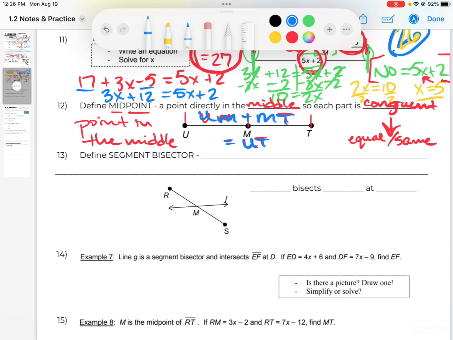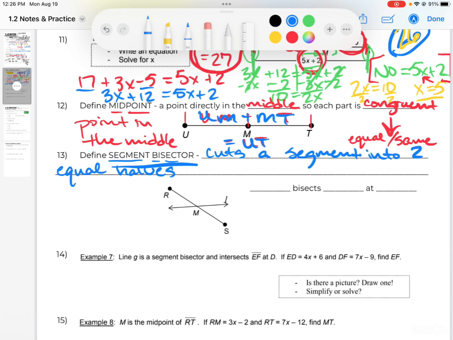Moving on, segment bisector. Again, it's in the name. Segment bisect means cuts a segment into two equal halves. Cuts a segment into two equal halves.